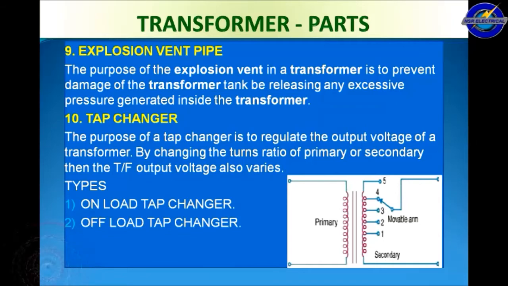Next, the tap changer. The purpose of a tap changer is to regulate the output voltage of a transformer by changing the turns ratio of the primary or secondary. Then the transformer output voltage also varies. Types: on-load tap changer, off-load tap changer.